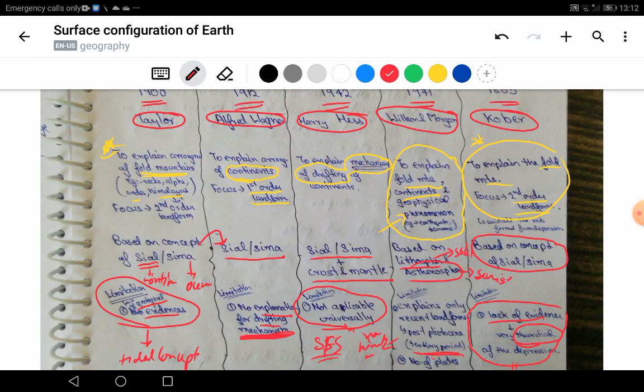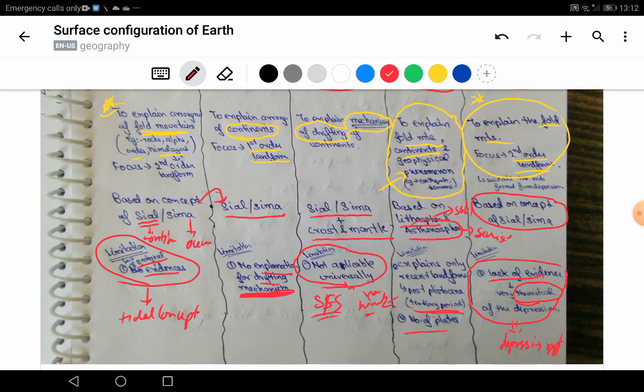And also, the theory was based on plates only. The crust is divided into a number of plates, so it was based on that. But how many plates there are was not explained here, because we are also finding that new plates were discovered after that, so it was not able to define the number of plates. Okay, so this is the basic of that.